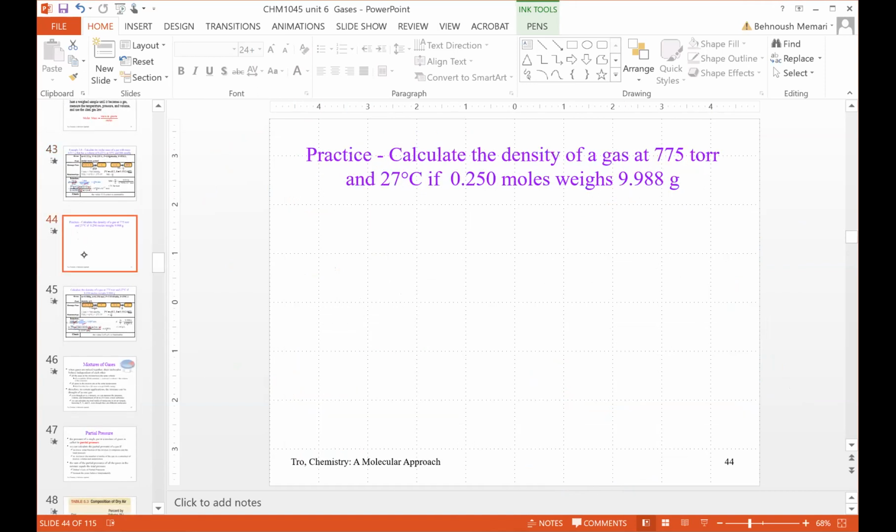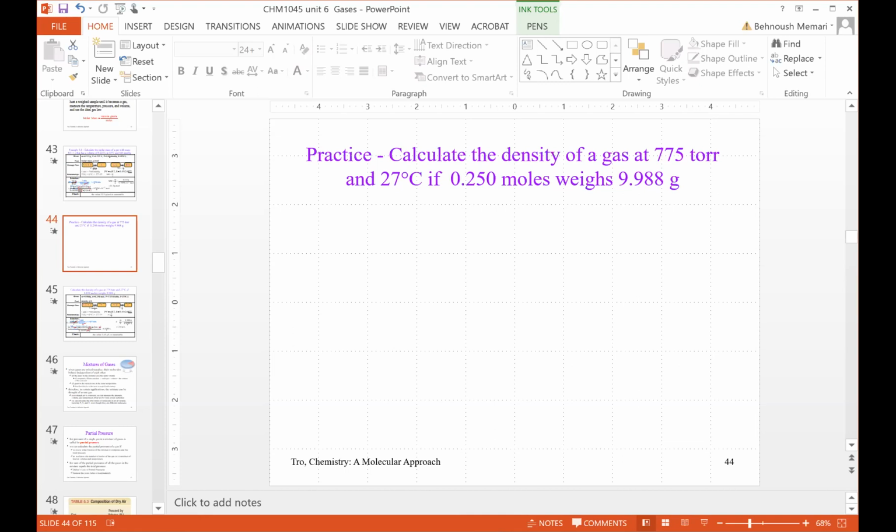Let's see if there is an example that is not solved. Calculate the density of a gas at a given pressure and temperature. How would you solve this problem? What are the steps? We are trying to find the density. What do we need to find the density?